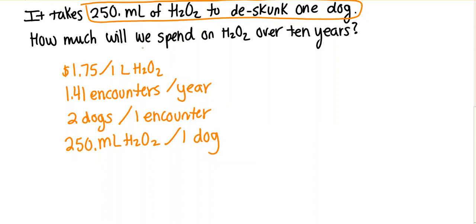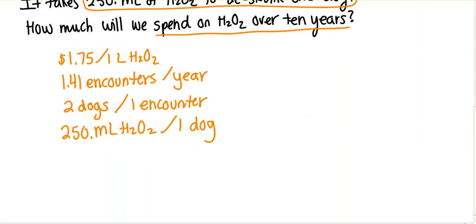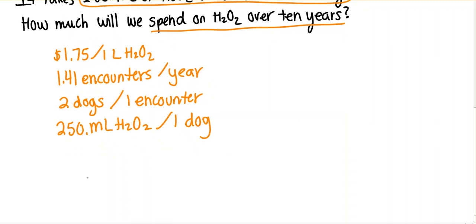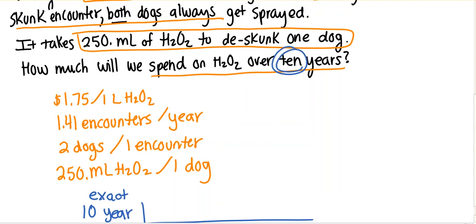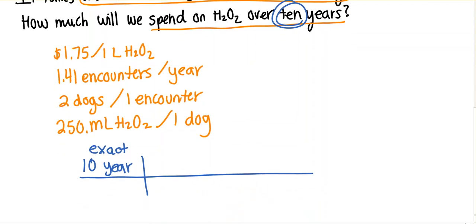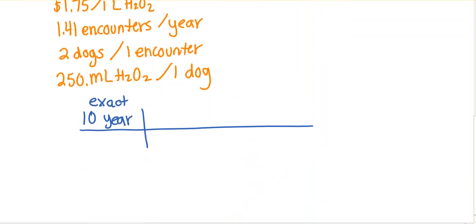Okay, and then the last one, how much will we spend over 10 years? So I'm going to want dollars in the end, but this 10 years is not going with anything. So I'm going to start. Remember, our goal, usually what we try to do, is to start with one number, 1 unit right here. And I'm writing exact to remind us about sig figs, because when a number is written out like this, the 10 or the 1, those are exact numbers for sig figs.